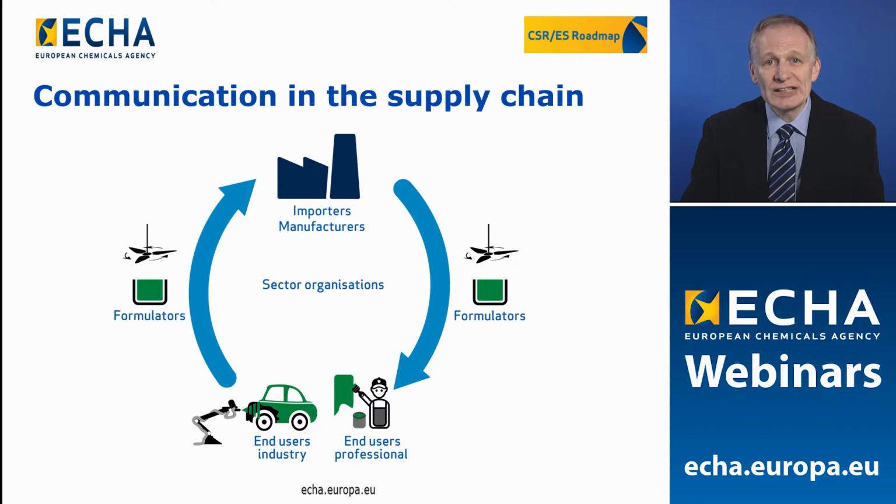You'll notice from this slide that formulators appear in both the up and down directions of the supply chain. Formulators have a key role to play in the communication flow in the supply chain and the preparation of use maps. We'll return to this role in a moment.